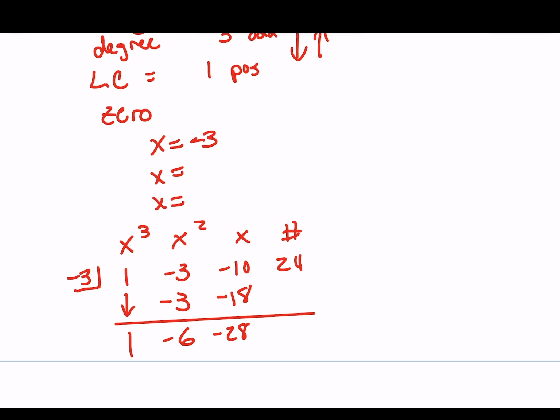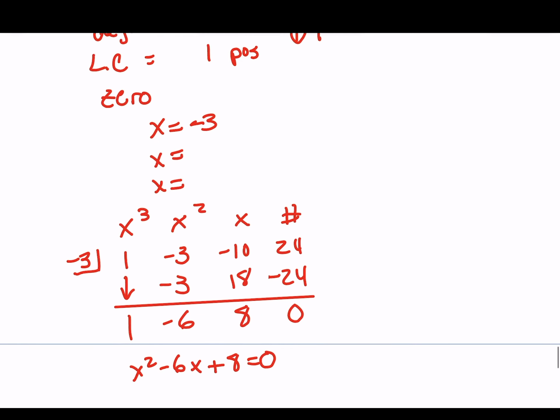Actually, check that. When we multiply -3 times -6, we actually get a positive 18, not a negative. So -10 plus 18 gives us 8. 8 times -3 is -24. 24 plus a -24 is 0, which is exactly what we would expect. We need our remainder to be 0. Okay, so we found that. So what we're left with is 1x squared minus 6x plus 8 equal to 0.